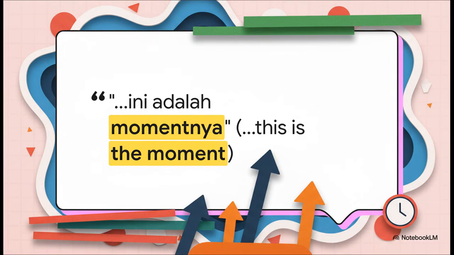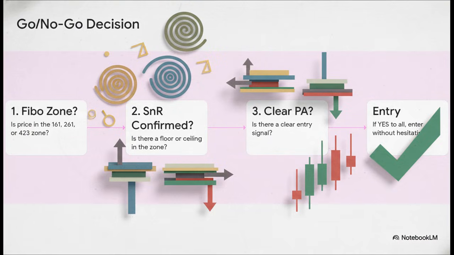This slide just captures the feeling perfectly. The source material says it beautifully. "Ini adalah momentumnya," which means this is the moment. You've got your Fibo zone, you've got your confirmed support or resistance, and then you see that clear price action signal. That is your moment. That's the trigger. So this whole thing just boils down to a simple go, no-go decision. Is the price in our Fibo zone? Yep. Is there a confirmed floor or ceiling? Check. Is there a clear entry signal? Check. If you get 3 yeses, the source says you can enter without hesitation. The fear is just gone because you've replaced it with a clear, logical process.